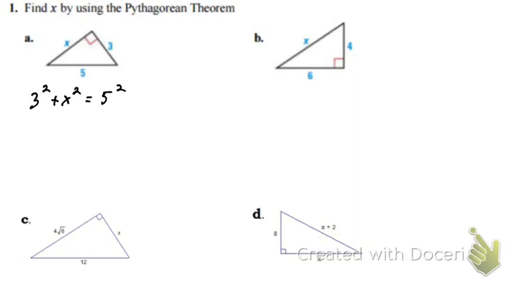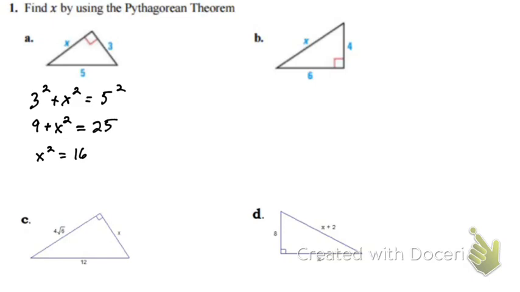Well, that's just going to be 3 squared is 9 plus x squared. I can't do anything with that yet. Equals 25. Let's get x by itself. So I'm going to subtract 9 from both sides. So we're going to end up with x squared equals 16.